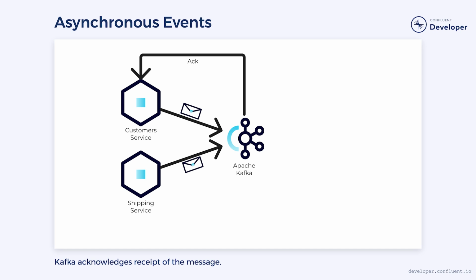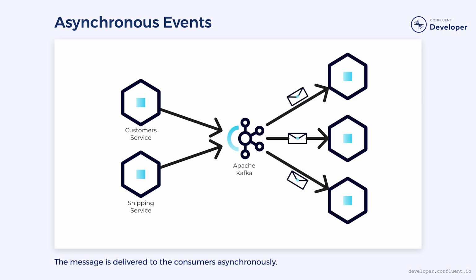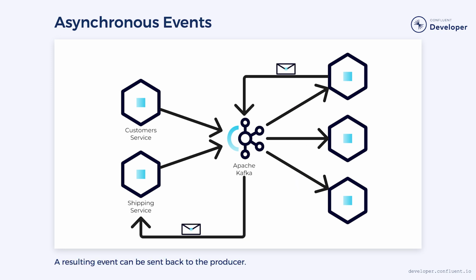The event producer might wait for an acknowledgement that the message has been received, but we aren't waiting for it to be processed. This allows consumers to process the event at their own pace without worrying about holding up the producer. And rather than expecting an immediate response, the producer can watch for other events that might occur as a result.